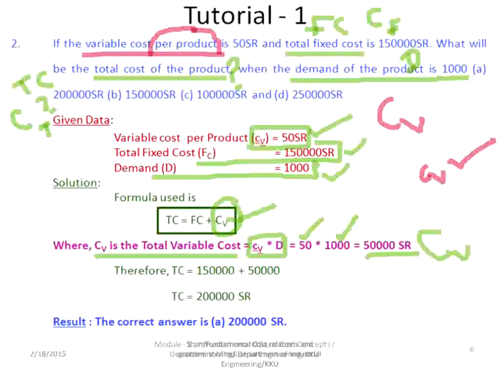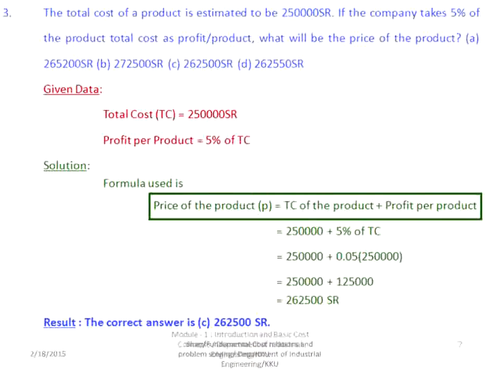So these two together become 200,000 Saudi Riyal. So the correct answer is 200,000 Saudi Riyal, number A. This is the correct answer. Is this okay for you? Did you get it? Yeah, good. So let's see the next problem.